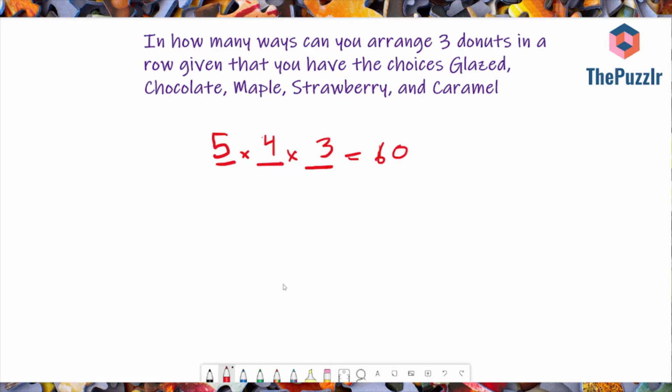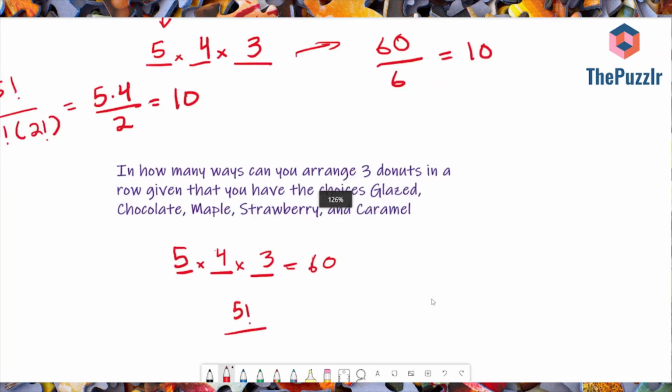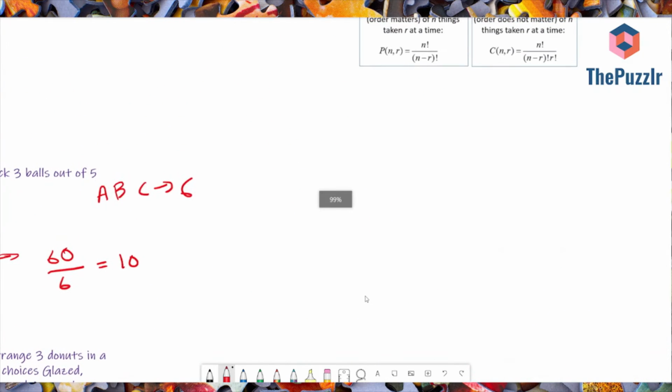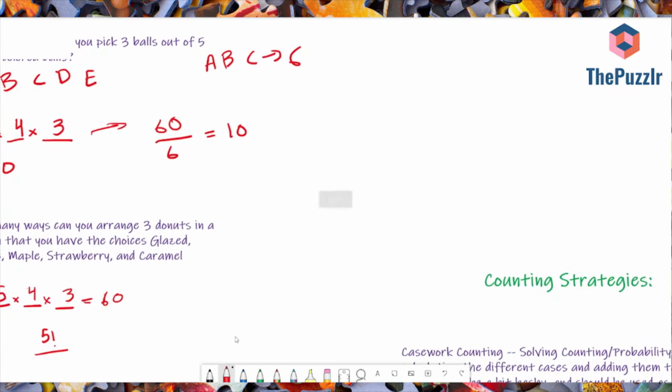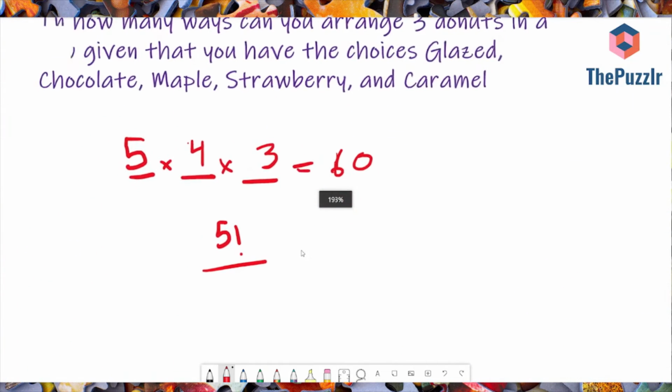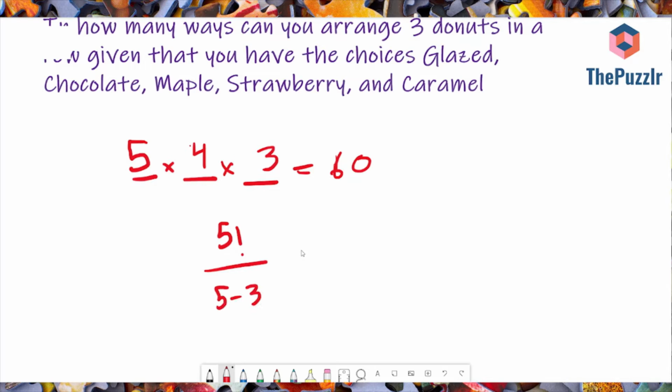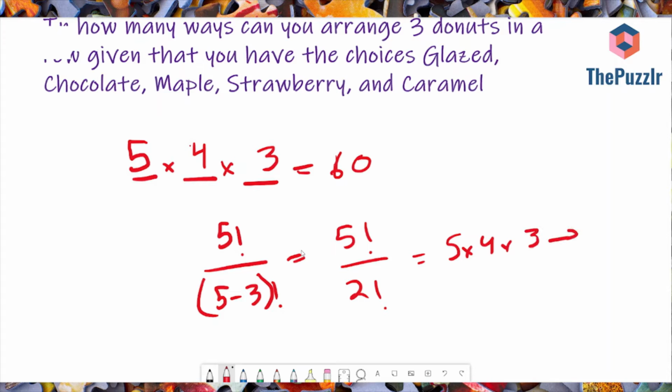Let's use our permutation formula. So here order does matter. Picking glazed, chocolate, and maple is different from picking chocolate, glazed, and maple. Let's go back to our formula once and just double check. So it'd be n factorial over (n minus r) factorial. So that would be 5 factorial over (5 minus 3) factorial. Which makes sense. That's basically what we did here. That gives us 5 factorial over 2 factorial, or 5 times 4 times 3, which is 60.